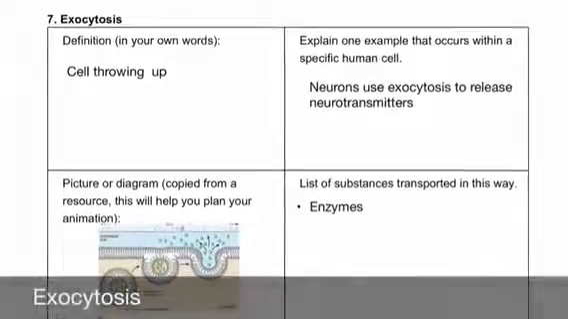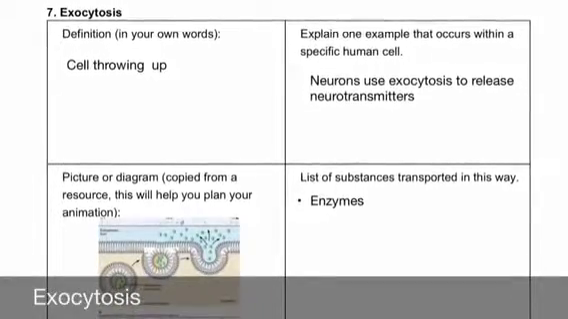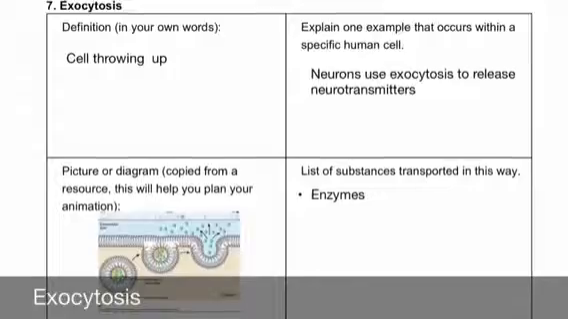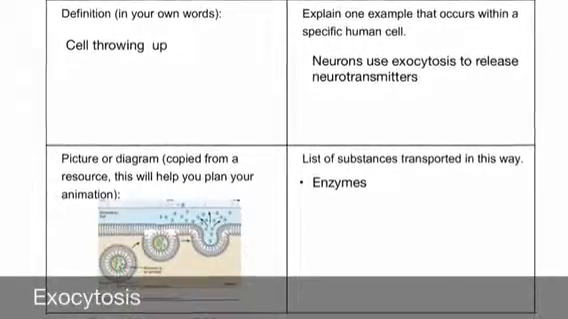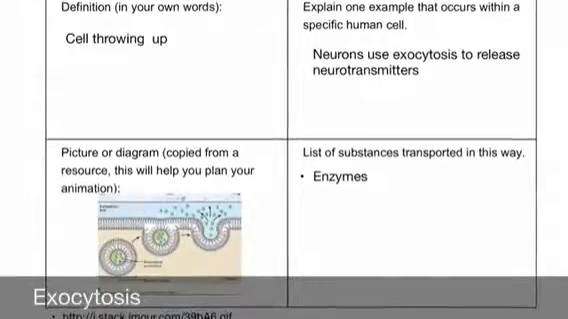Exocytosis is the cell throwing up. Neurons use exocytosis to release neurotransmitters, and some substances that are released this way are neurotransmitters and enzymes.